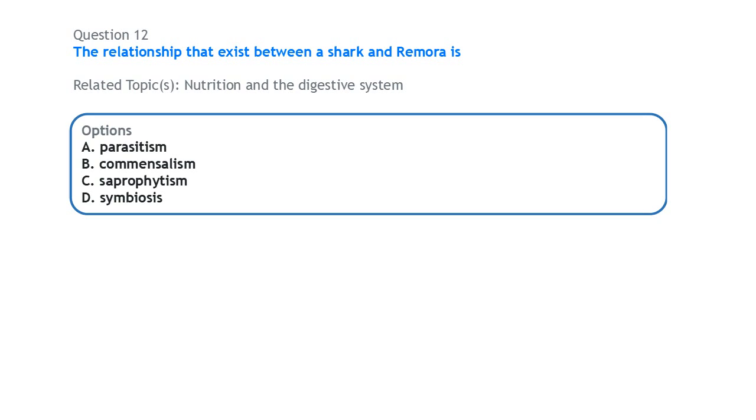Commensalism is where one organism, regarded as the commensal, benefits while the other organism, the host, is not affected. It does not get any benefit, neither does it get any harm. So it is only the commensal that benefits from that relationship. Saprophytism is a feeding relationship in which an organism feeds on dead matter, like dead animals or plants. While symbiosis is a feeding relationship between two organisms in which both benefit.